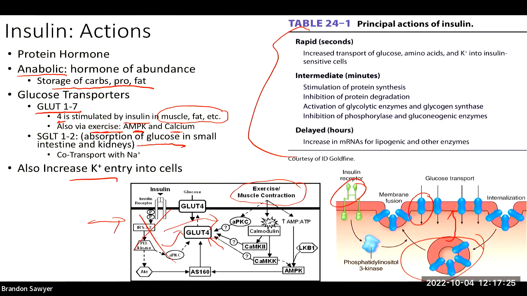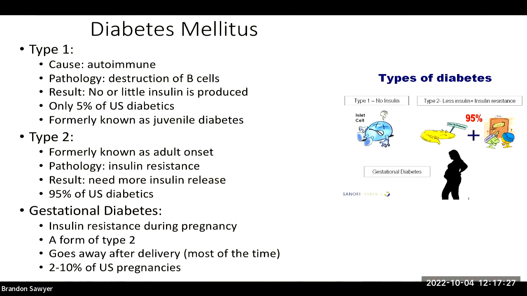Okay. So when we think about diabetes, diabetes mellitus in particular, we talked about diabetes insipidus last time. Diabetes mellitus, again, is when we have too much sugar in our blood for some reason. So this can be type 1, which I'm sure most of you know is an autoimmune disorder, and those beta cells are destroyed by the immune system. So that means no or little insulin production. This is only about 5% of the diabetics in the US.